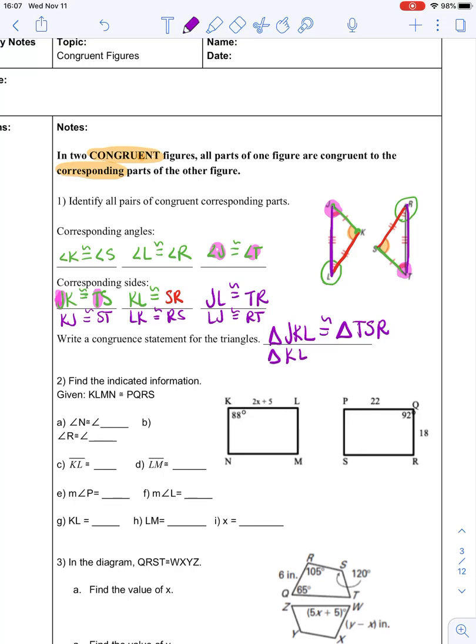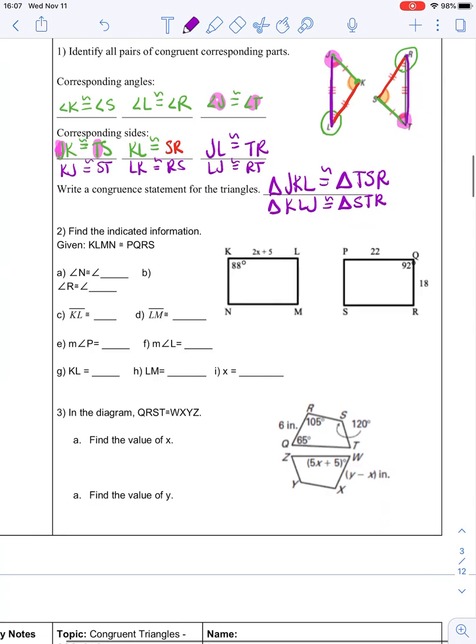Now again, I could have done KLJ, and that would have been fine, but it would also change the order here, that it would be S. So if I had KJL, then it would be STR. And so that first one, it doesn't matter how I write it, but then it matters how I write the second one after that. So given the indicated information, KLMN is congruent to PQRS.